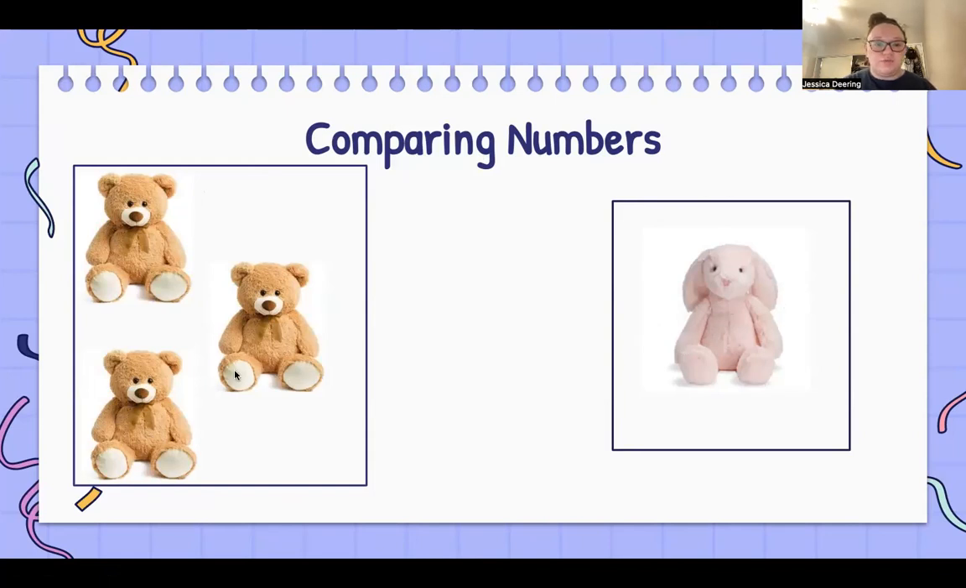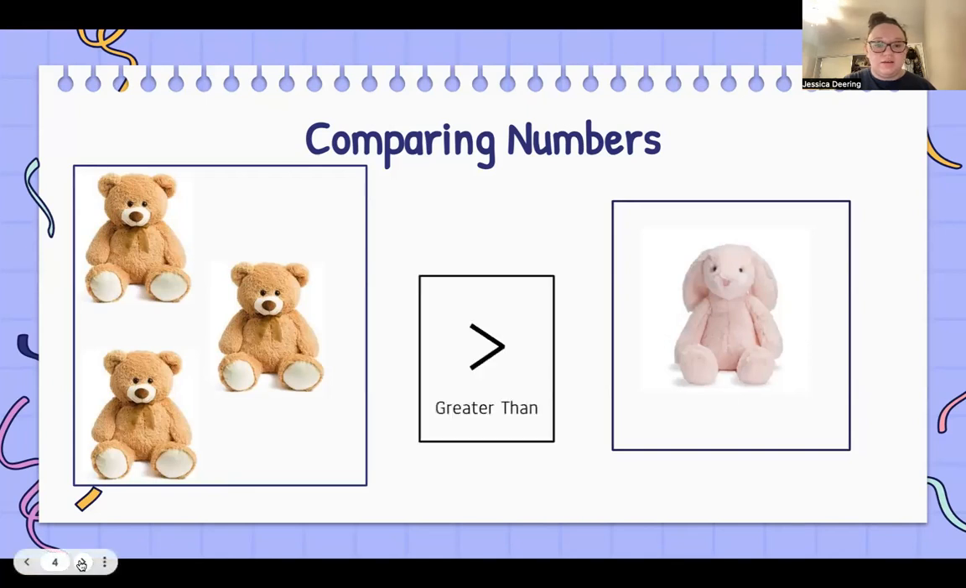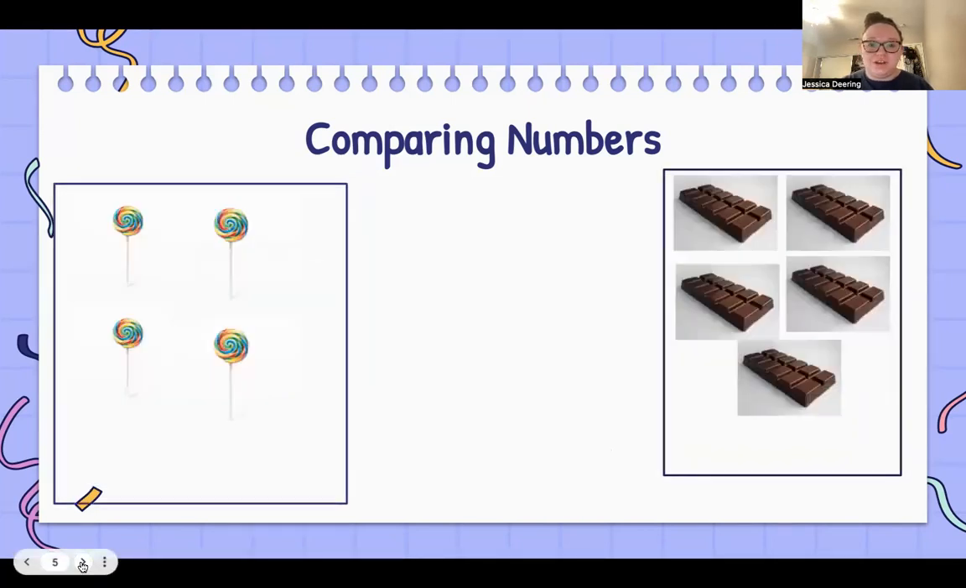So if we look at these two groups, we could see that there are more teddy bears, right? Because there's 3 teddy bears in this box, and there's only one stuffed bunny in this box. So that means that this is greater than or bigger because there's more teddy bears. It is a bigger group than the one bunny, right? You'd want more teddy bears than just one bunny. Okay, let's look at another example.